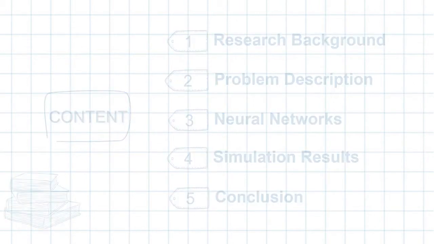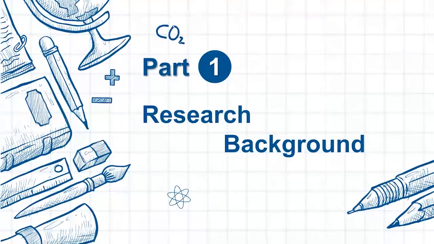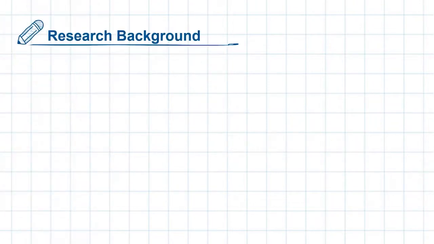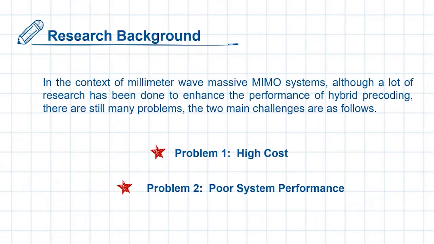Part 1. Research background. In the context of millimeter wave massive MIMO systems, although a lot of research has been done to enhance the performance of hybrid precoding, there are still many problems. The two main challenges are high cost and poor system performance.